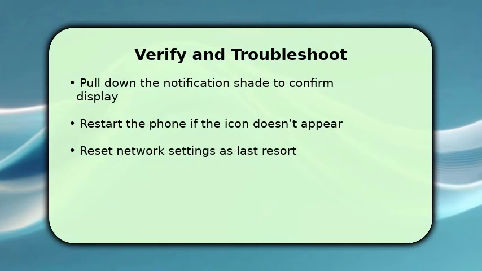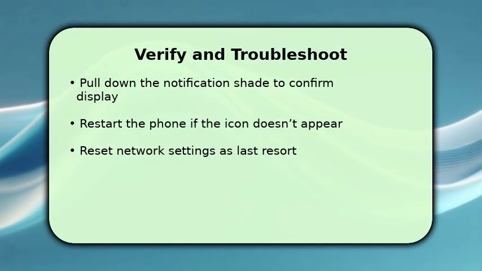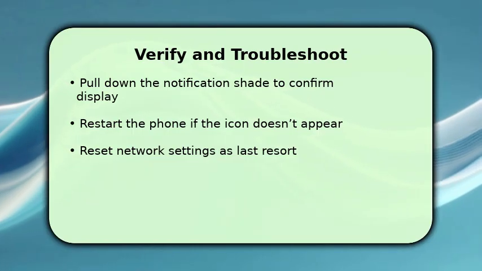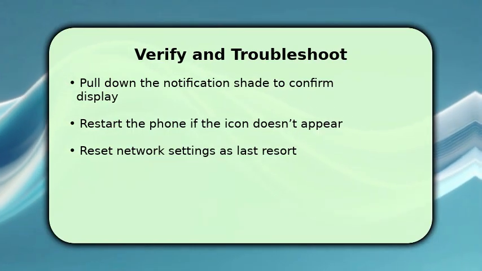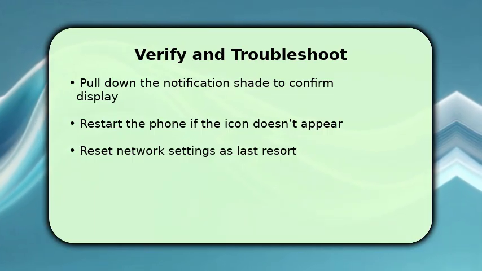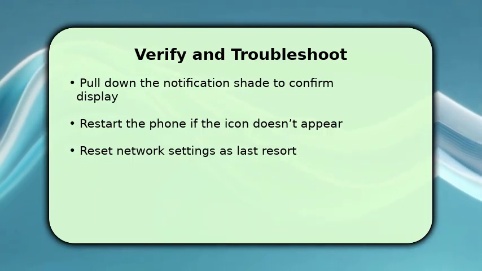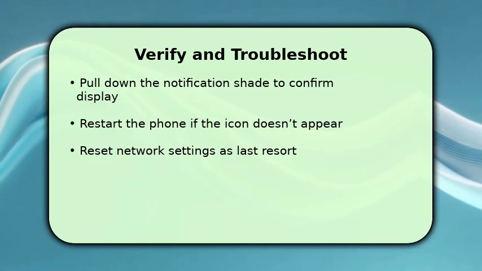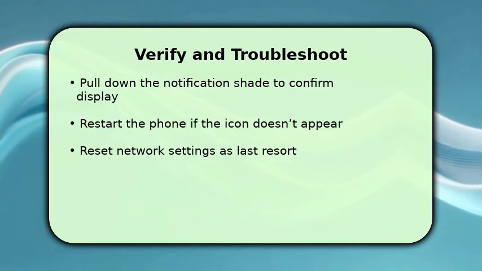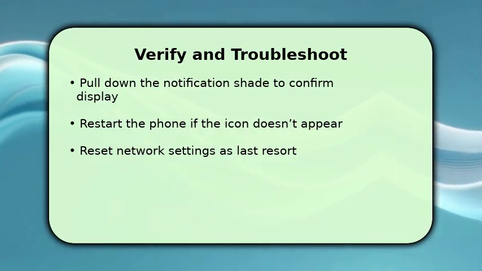You finish by confirming the change and fixing common failures. Pull down the notification shade and watch the data indicator update as you use data. This verifies success. If it doesn't appear, restart the phone to refresh system services and then recheck the setting. Many issues clear with a reboot.